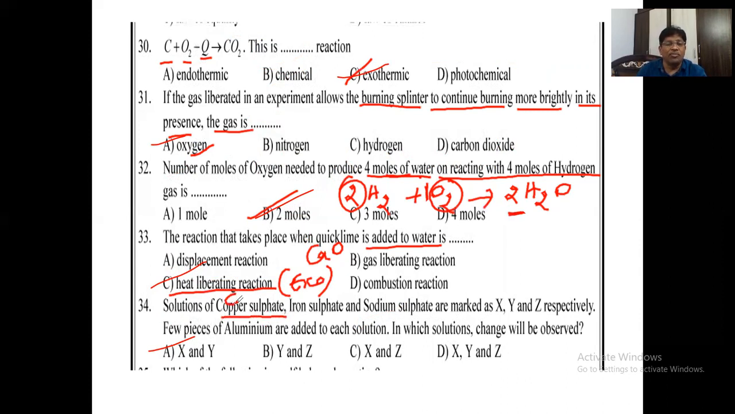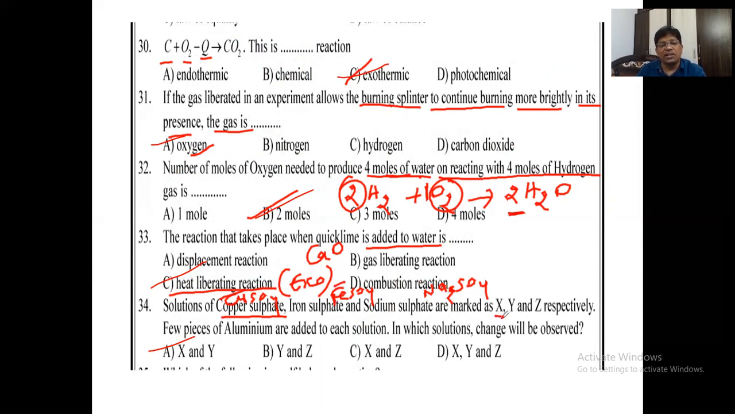Next, solution of copper sulfate, CuSO4. What is the name? What is the formula? CuSO4. Name of the compound is what? Copper sulfate, and iron sulfate, FeSO4, and sodium sulfate, Na2SO4. Na plus 1 each one, plus 2, and SO4 minus 2. So iron sulfate, copper sulfate, and sodium sulfate. What are the metals here? Copper, iron, and sodium. Is that clear?